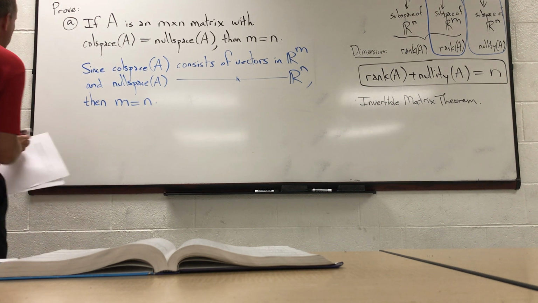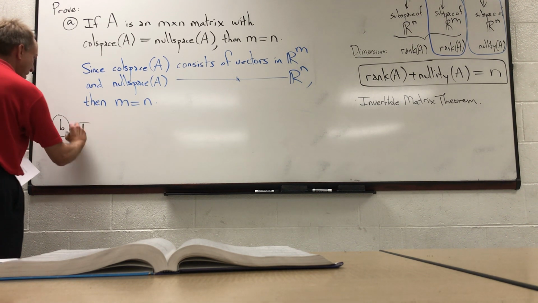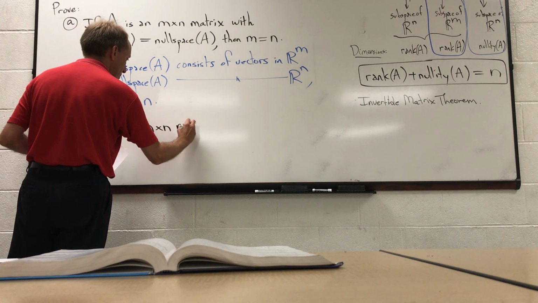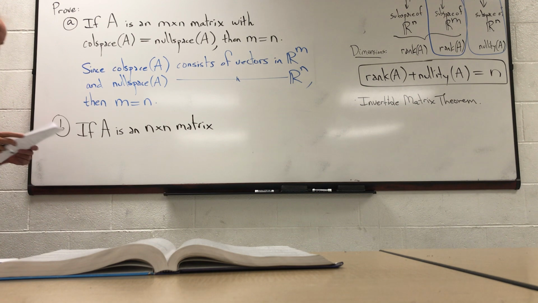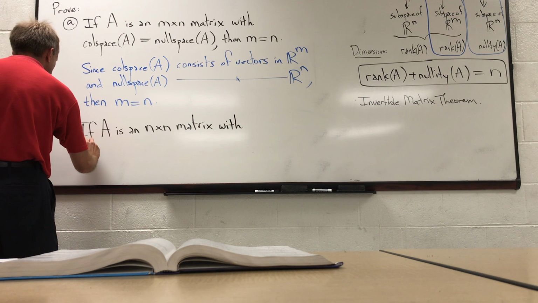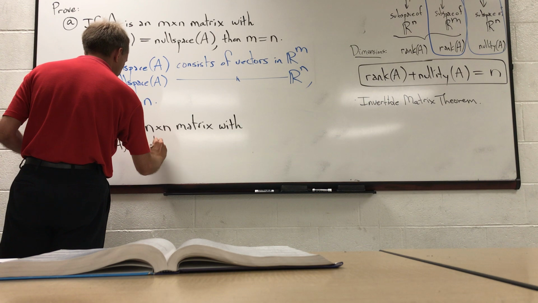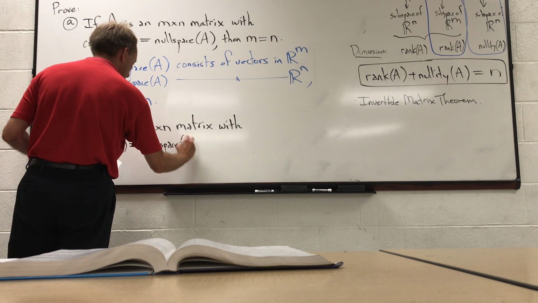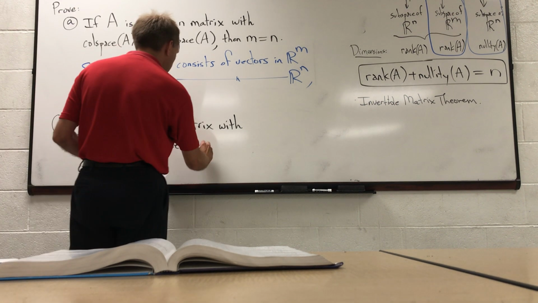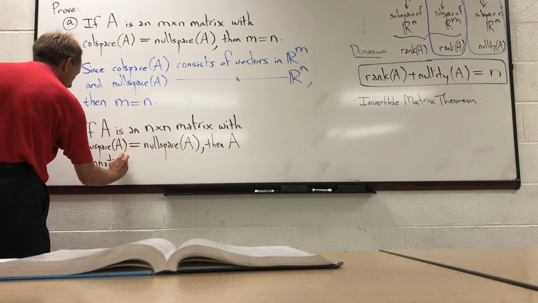Okay, let's try another one of the same kind of nature. Part B here. If A is an n by n matrix, so this time I have a square matrix, with the row space of A equal to the null space of A, if the row space of A is equal to the null space of A, then A cannot be invertible.